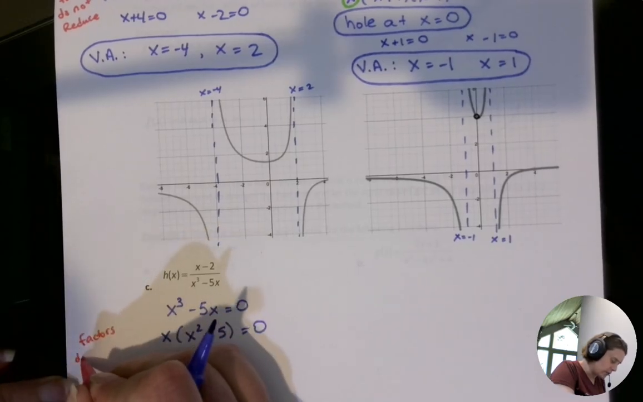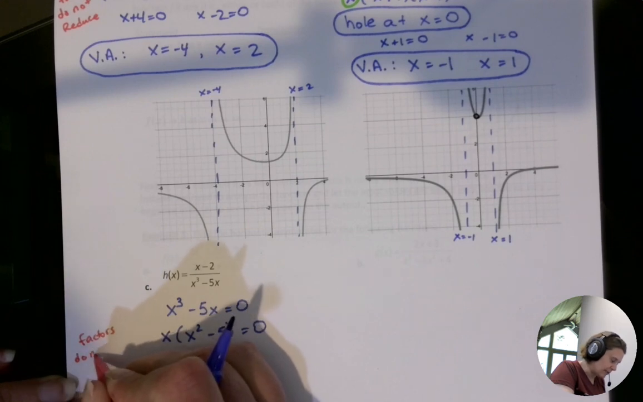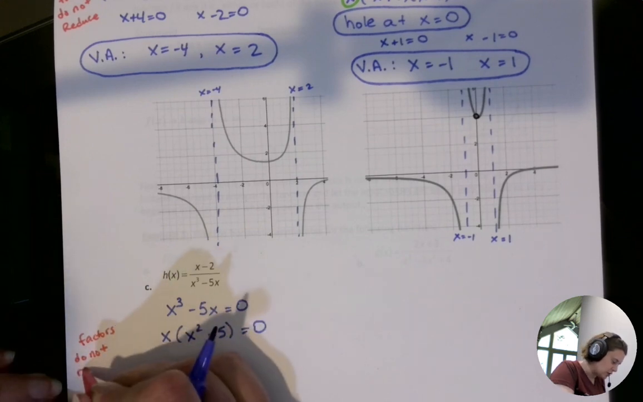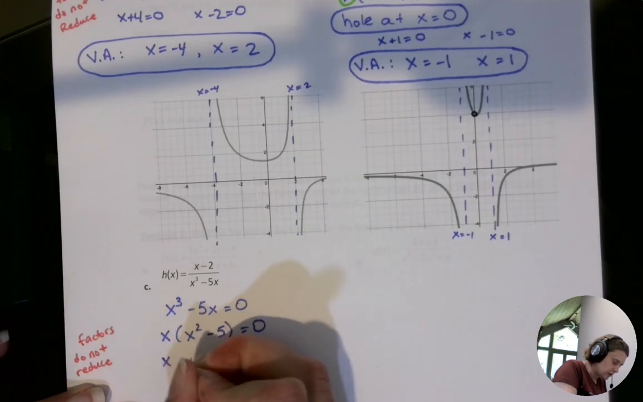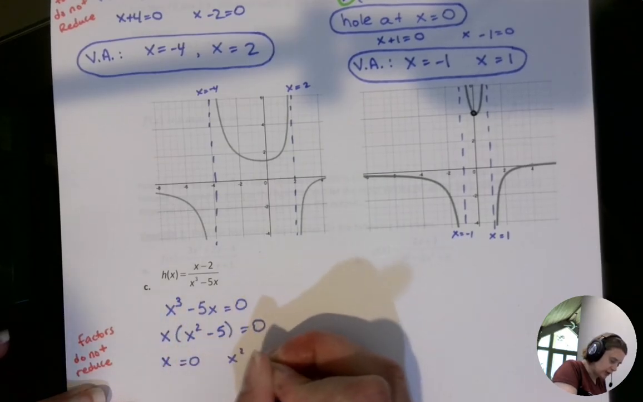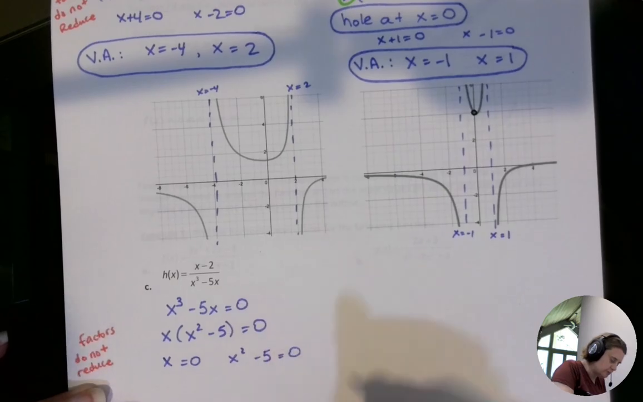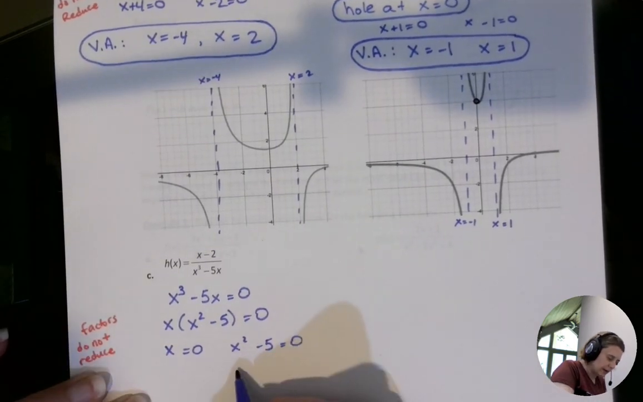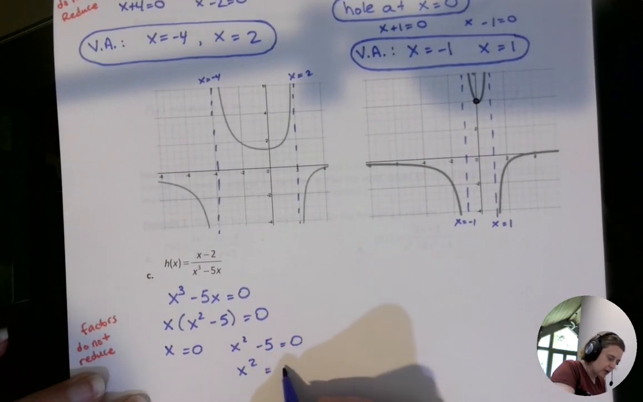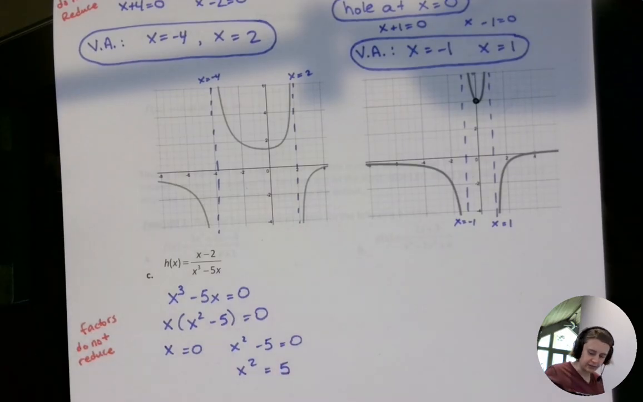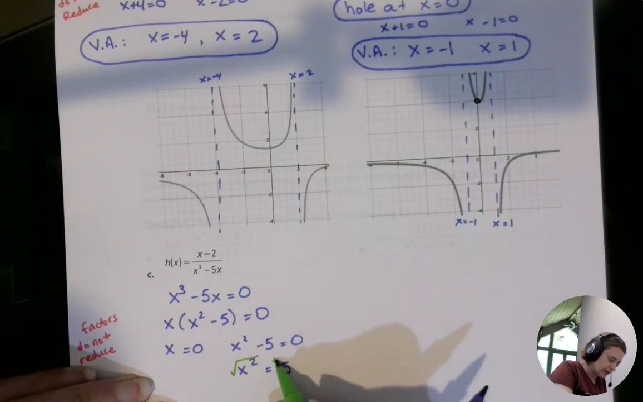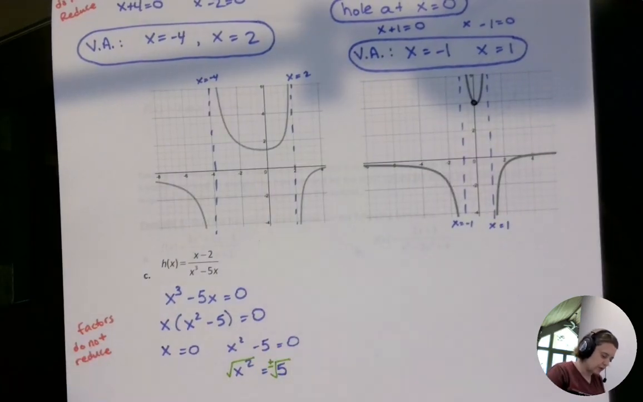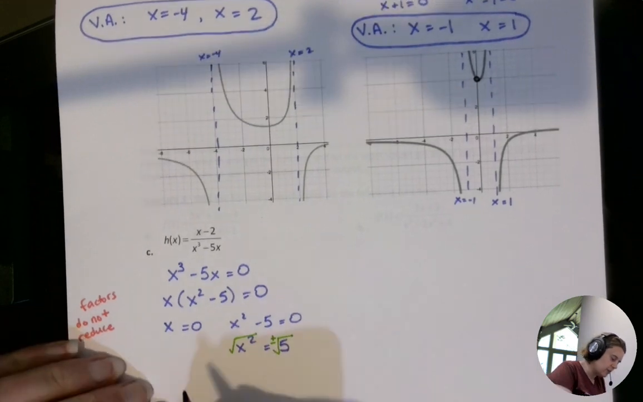Sometimes just writing the note reminds you that I did check it, even though nothing happened to the function. Factors do not reduce. And then I'll set each factor equal to 0. So x equals 0 and x squared minus 5 equals 0. In the x squared minus 5 factor, add the 5 over. x squared is equal to positive 5. And then I'll need to take the square root of both sides. Don't forget that you get a plus and a minus in front of the square root of 5 there.